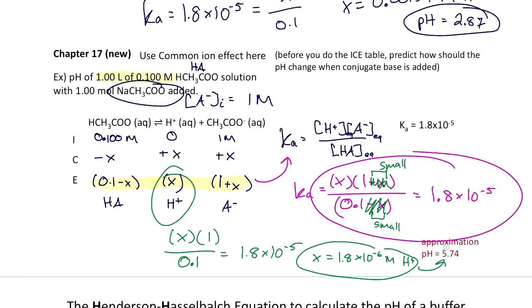So I ask you, you add sodium acetate, a base, to water, the solution becomes more basic. Did our solution become more basic? Yes, it did. Okay, perfect. So we just use the Ka expression and 2 approximations.